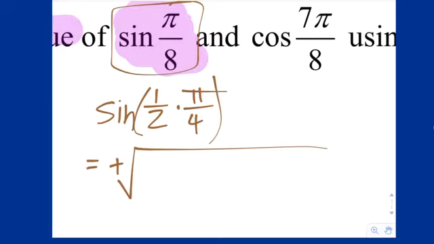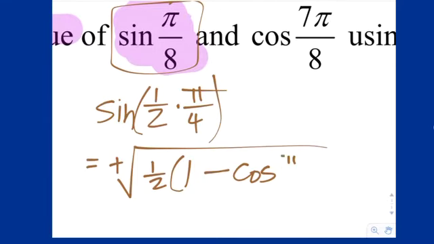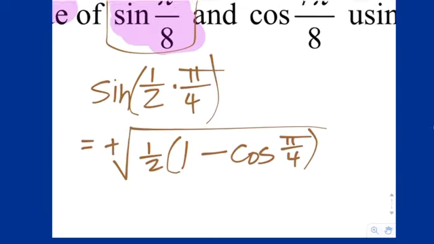Okay, so now we'll go with the identity. Sine of 1/2 x is equal to the square root of 1/2 of 1 plus or minus, minus, remember, it's just like it was for the power reducing identity, cosine of twice pi/8, or right here, as you can see, pi/4. And there's the identity. Now, because we were able to write it in terms of pi/4, now we can evaluate it.